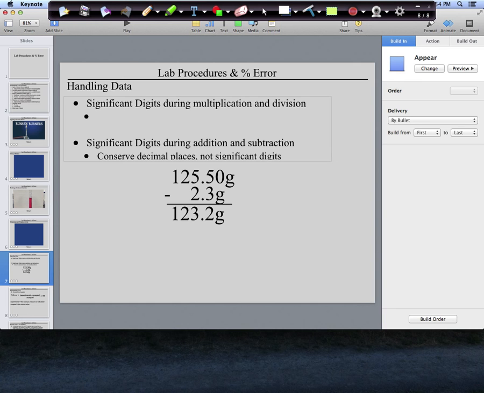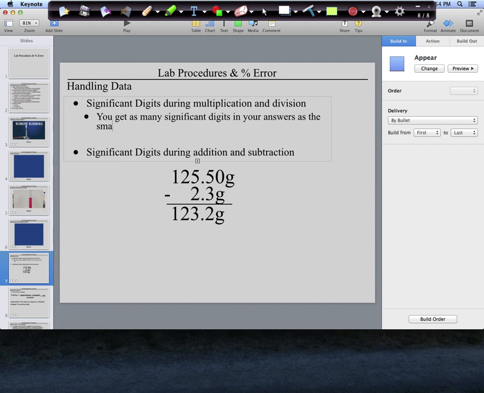I know. So how would I say this? You get as many significant, do you guys like calling them significant digits, in your answer as the least number, the smallest number in the calculation. How about that?